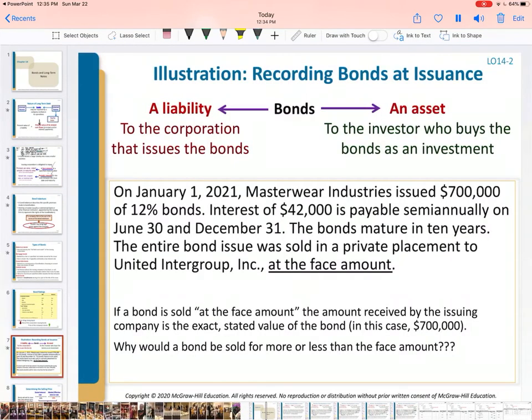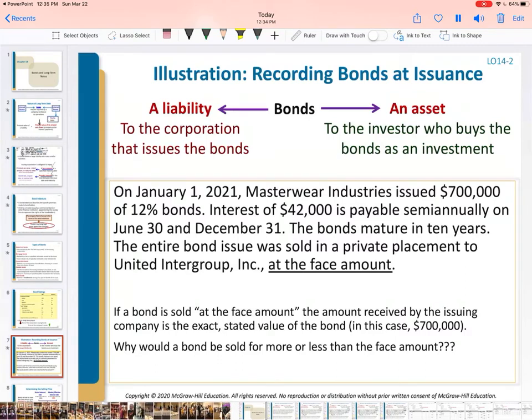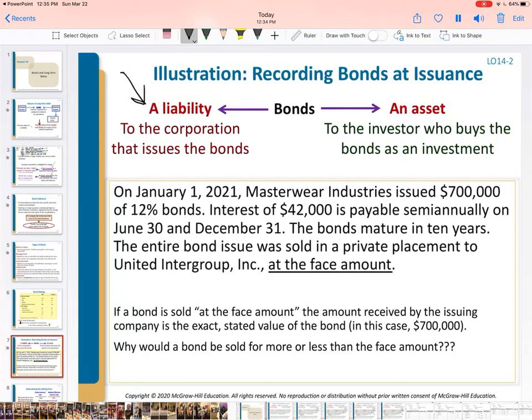So the first example that we're going to go through, we're actually going to look at it from the perspective of both the company issuing the bond as well as the company or individual who would be investing in that bond. Throughout the majority of the rest of the examples, we'll probably just focus on the company issuing the bond, so the company that has the bond liability. But again, for this first example, we're going to talk about both.